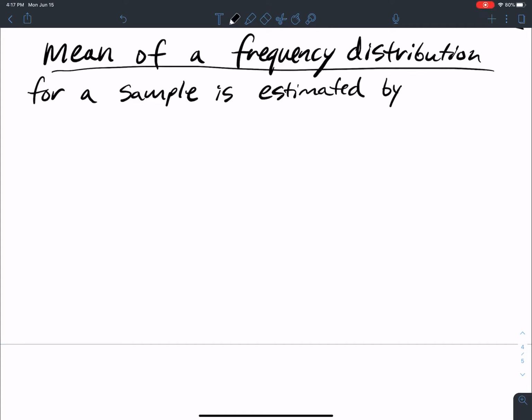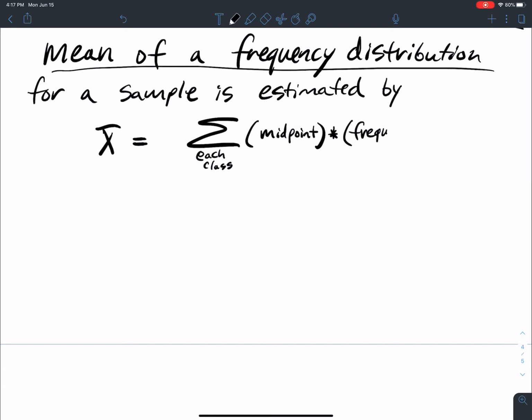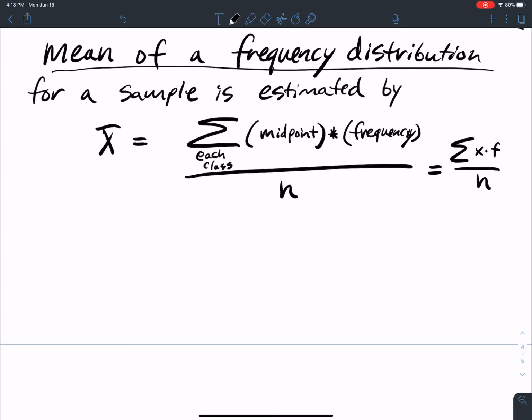So here we're talking about the mean of a frequency distribution. For a sample it is estimated by x bar equals the sum over each class of the midpoint multiplied by the frequency, all divided by n. On your formula sheet, this is probably going to be the sum of x times f over lowercase n. That's maybe what it's going to say.